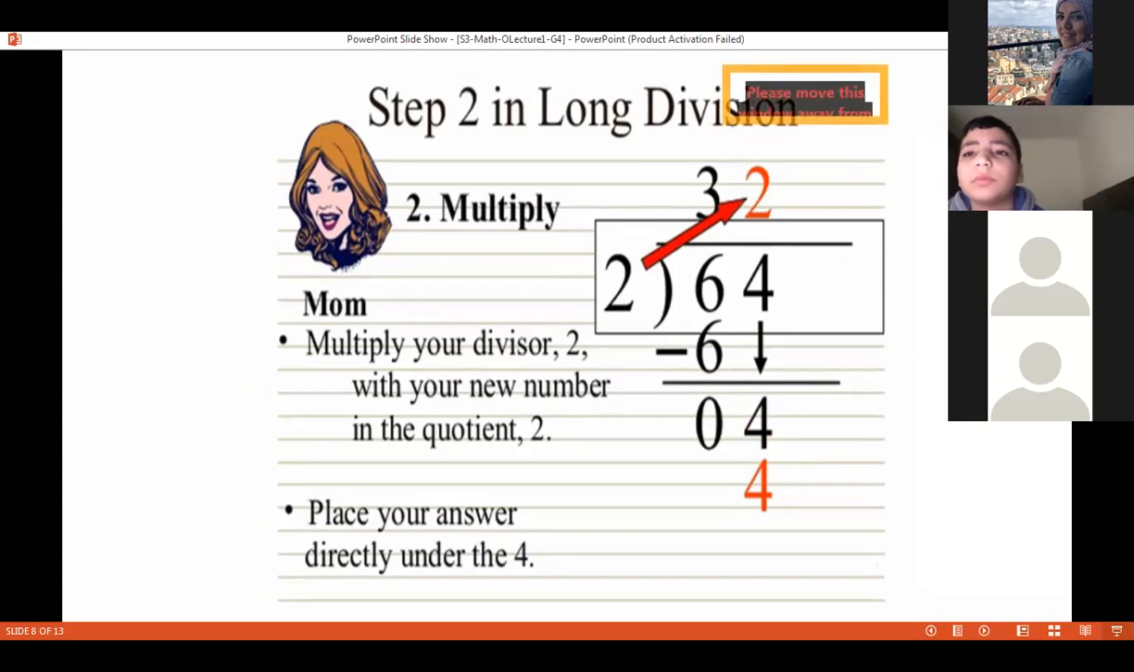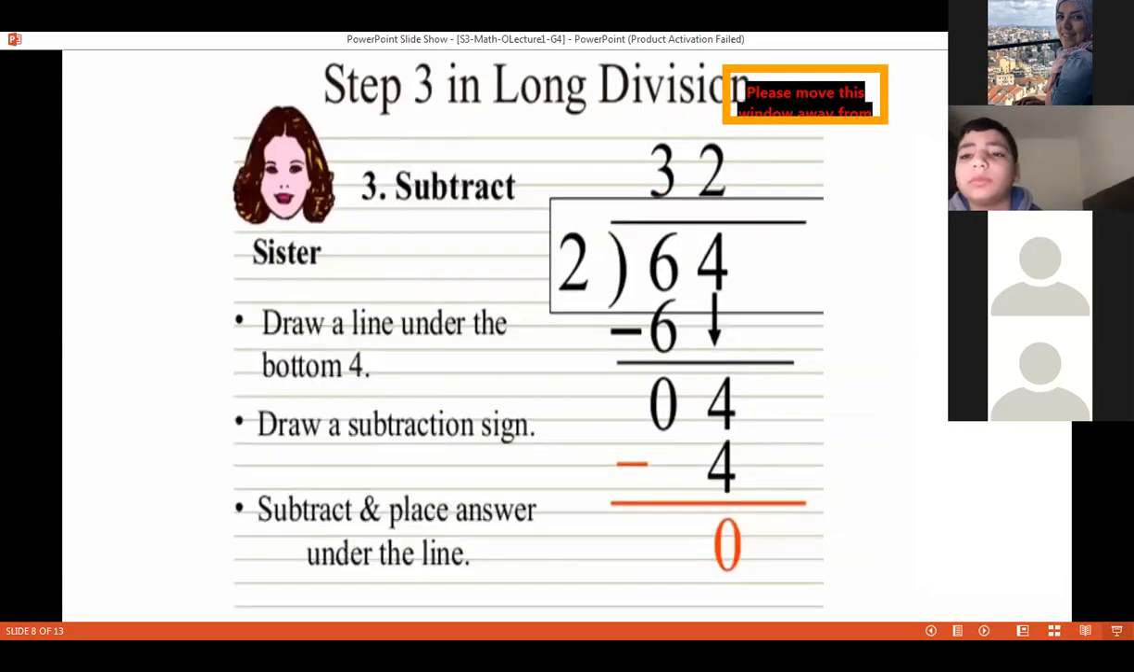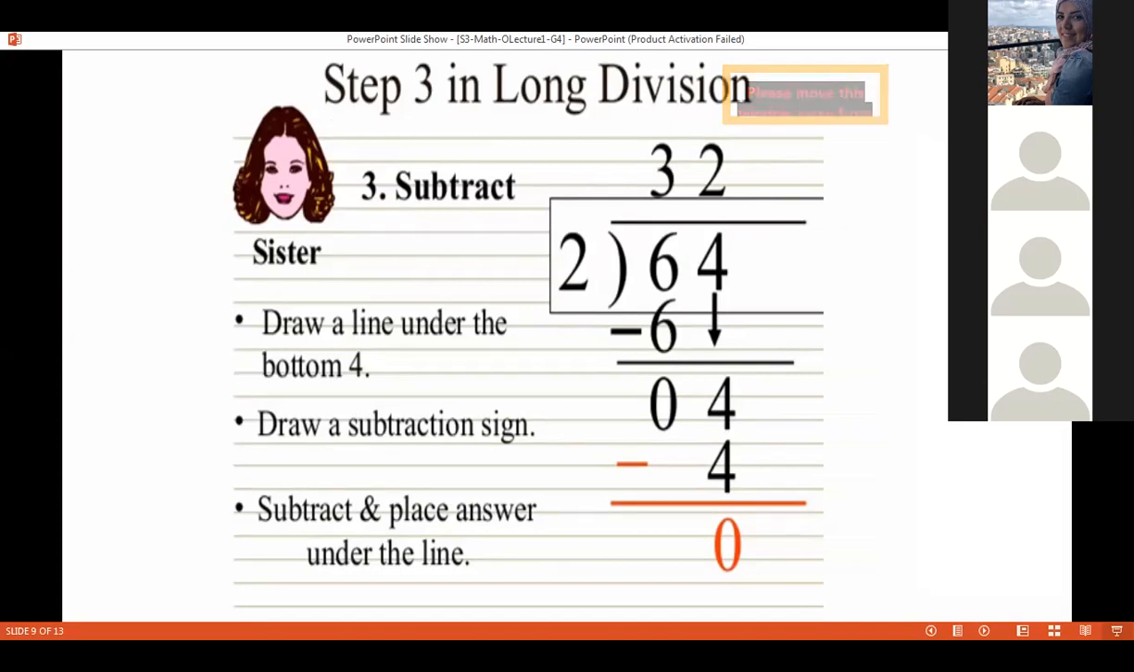What's the second step? Subtraction. Very good. It's subtraction. What's 4 minus 4? 0. Excellent. Is there anything else to bring down? The 0? No. Is there any number above to bring down? Yes, the 4.